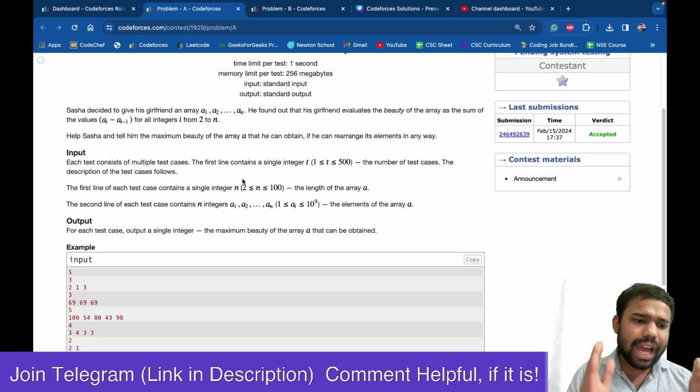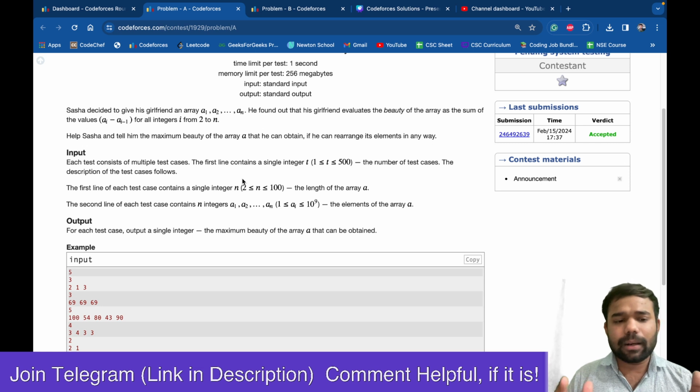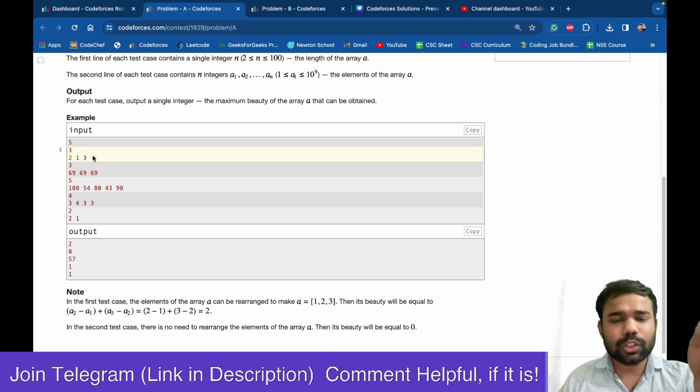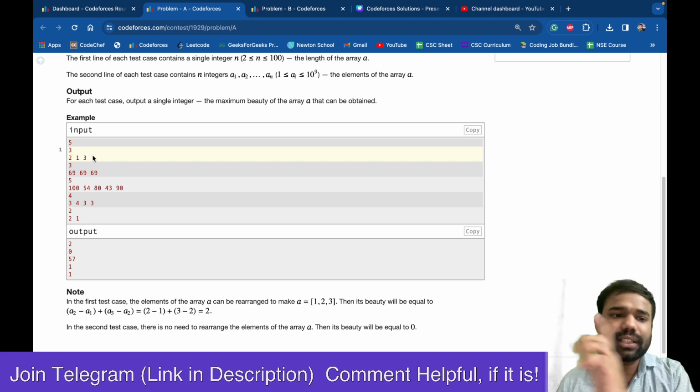So obviously, if you have to add the differences of two adjacent numbers of the array, what you can do is simply sort the array. Once it is sorted, then you can find the difference of the two adjacent numbers, right? For example, here, if you sort the array, it will become 1, 2, and 3.